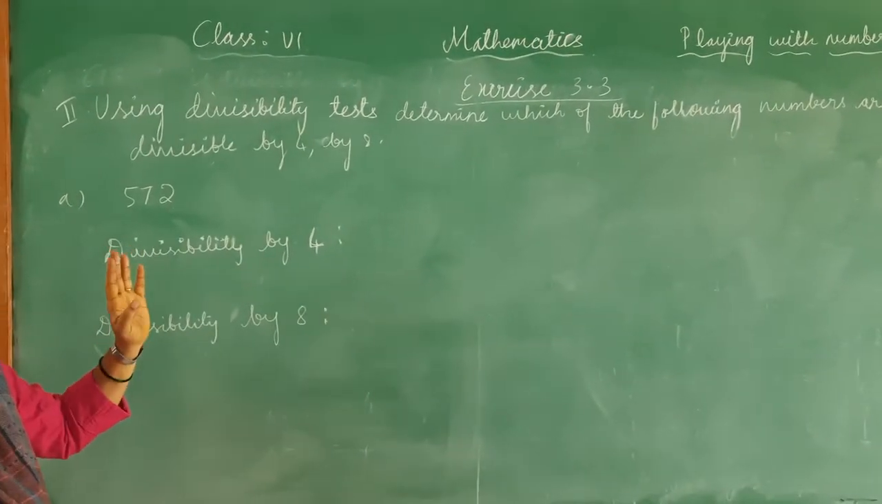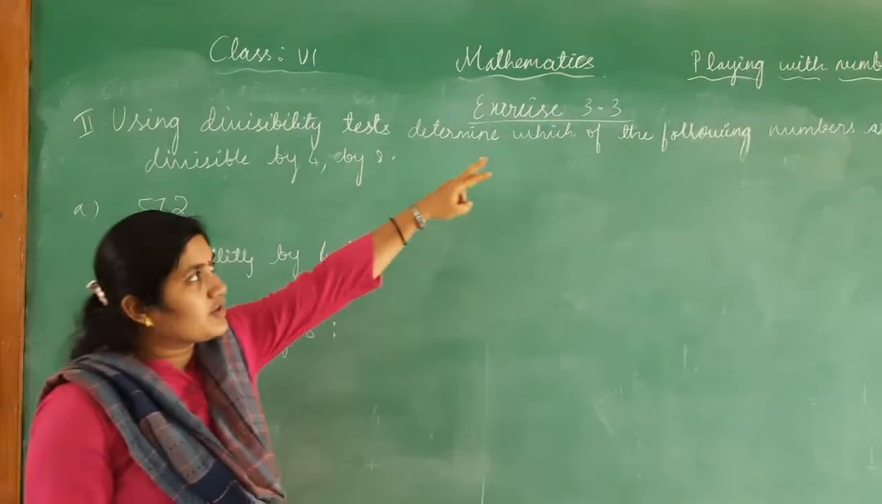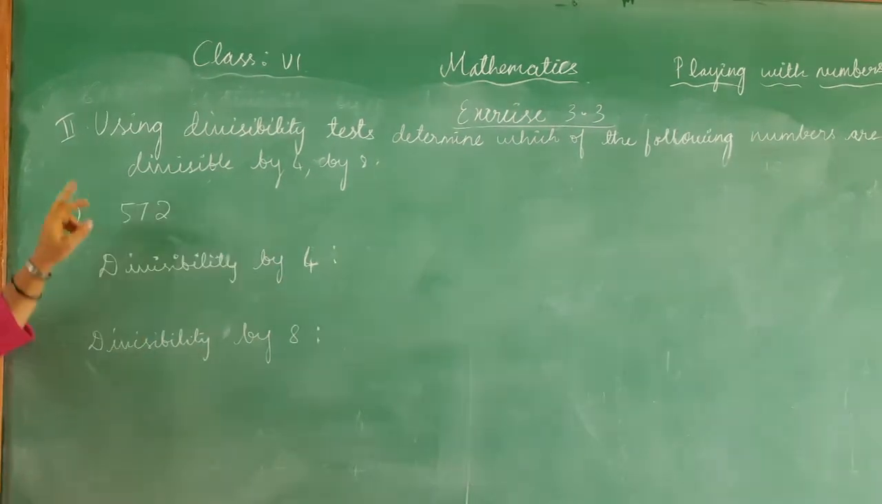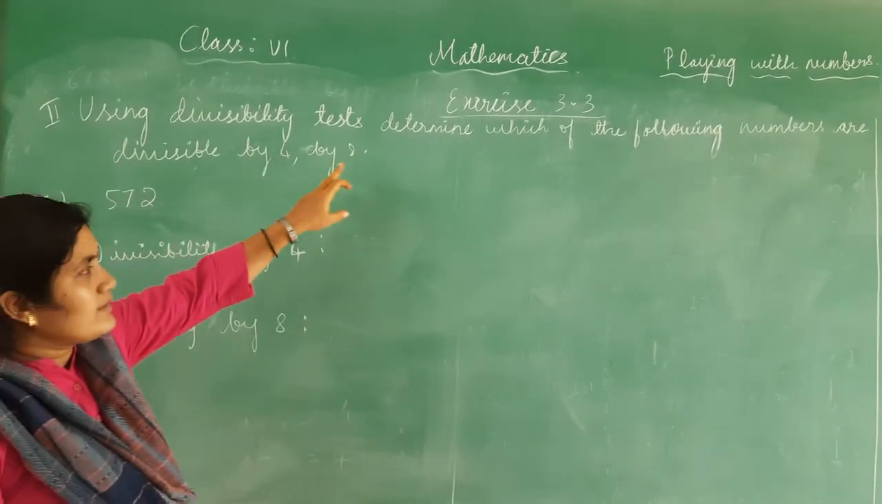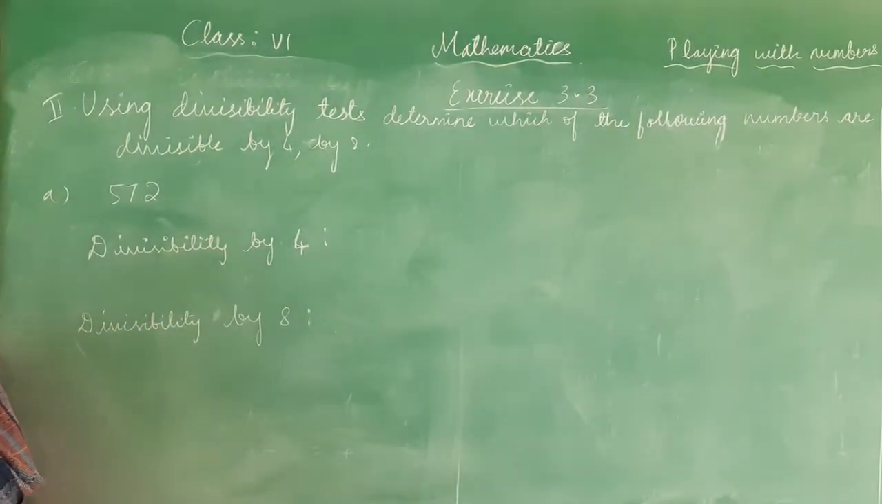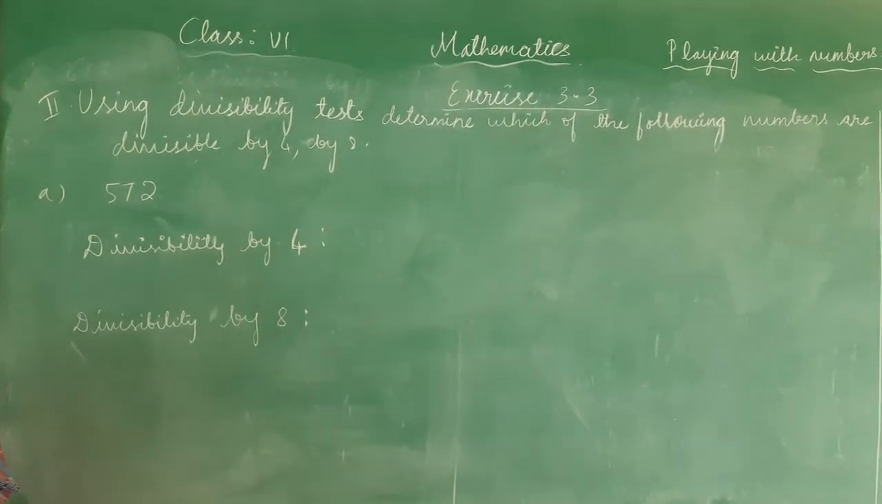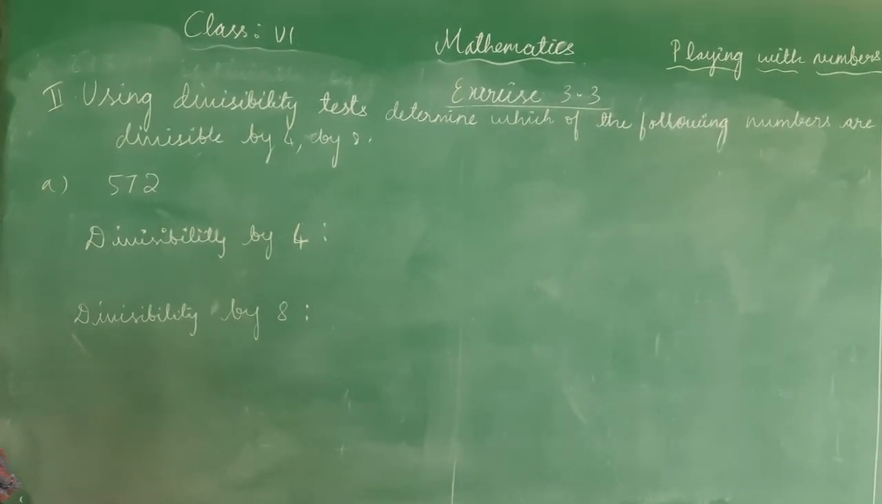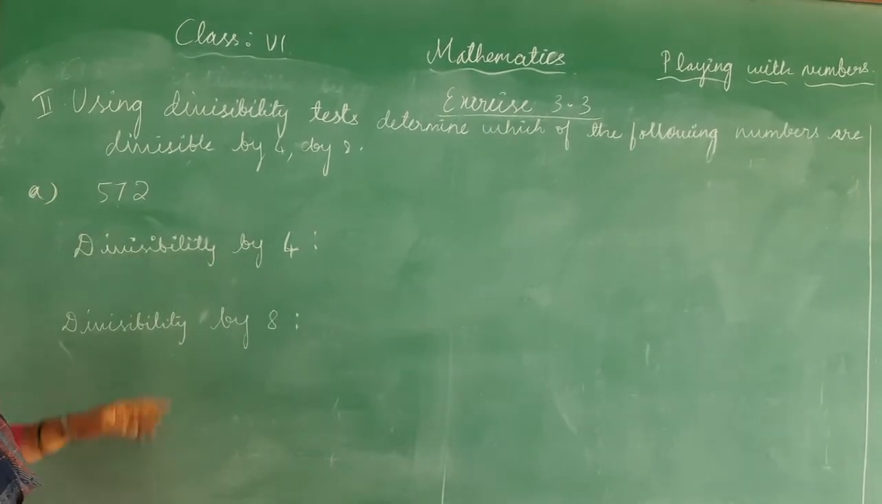Now let us continue the same divisibility problems with the exercise, that is exercise 3.3 in the textbook. Second bit we are solving now. Using the divisibility test, determine which of the following numbers are divisible by 4 and by 8. Here we are testing whether the given number is divisible by 4 and 8. Both we should check here. The first example is 572.